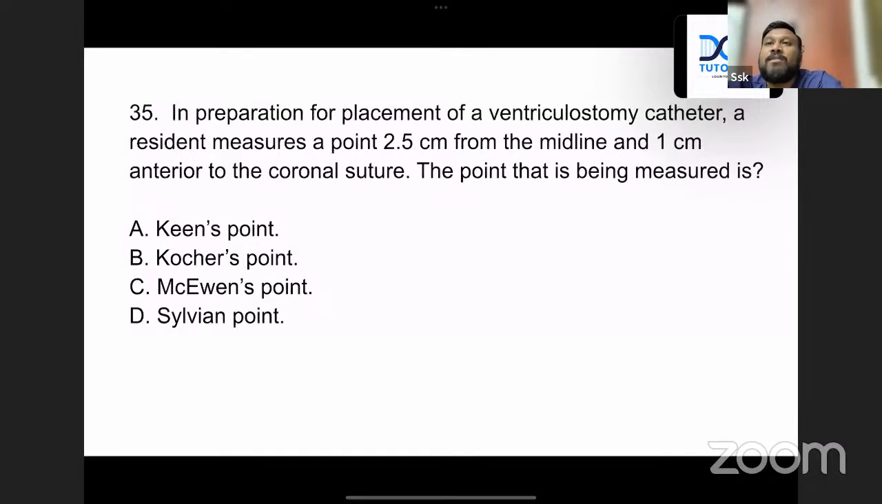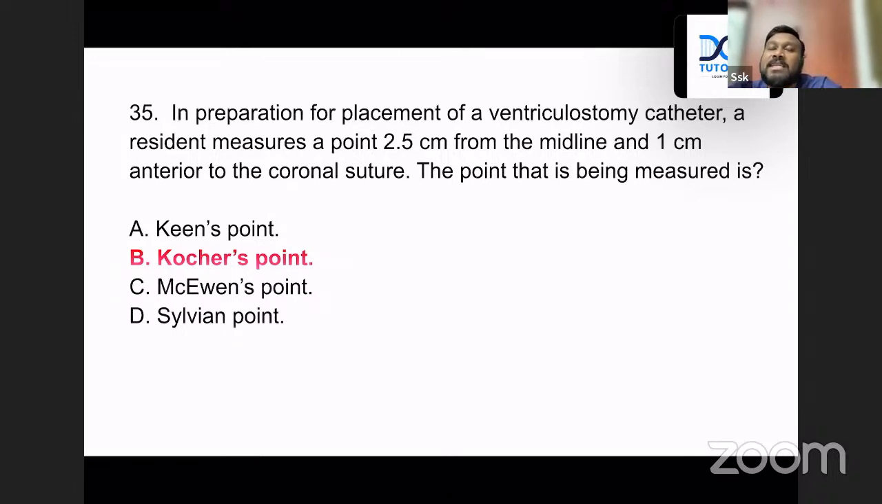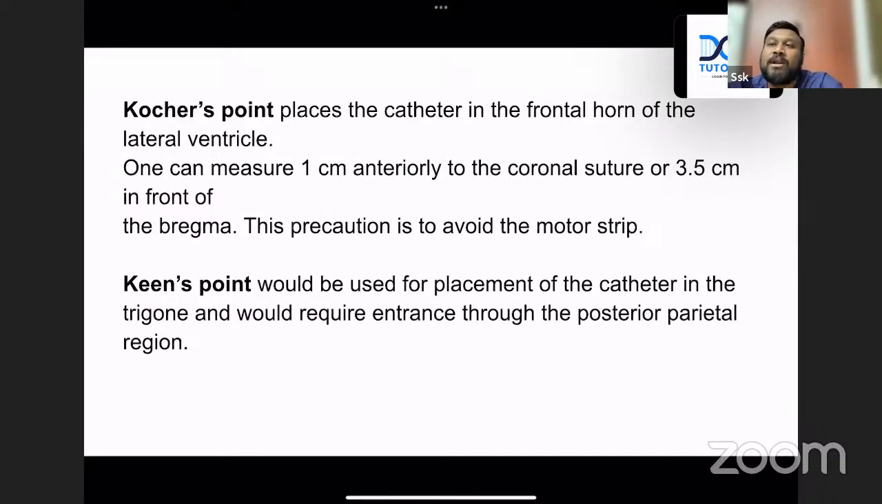In preparation for a ventriculostomy catheter, a resident measures 2.5 centimeters from the midline and 1 centimeter anterior to the coronal suture. What is the point that he is measuring? The point that he is measuring is Kocher's point. What should have been added here is the distance from the nasion, which is around 11 centimeters. So 2.5 centimeters from midline and 1 centimeter anterior to the coronal suture is Kocher's point. This is very important. And Keen's point will be placing it through the posterior parietal region.